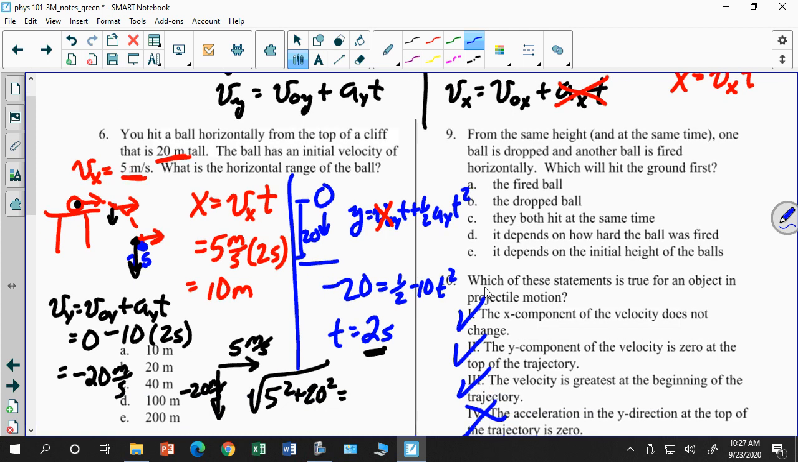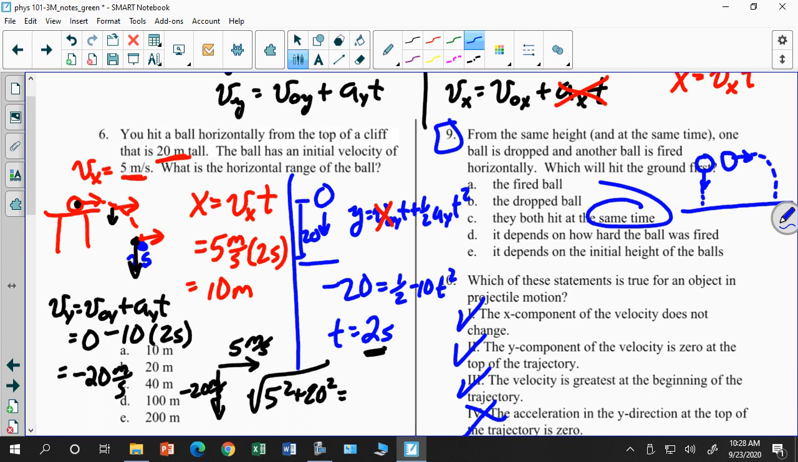Number 9, right here. From the same height and at the same time, a ball is fired out to the side, and another ball just drops to the ground. Which one will hit the ground first? The drop, or they both hit at the same time? Same time is right. They're going to both hit at the same time. That's a very important fact about projectile motion.